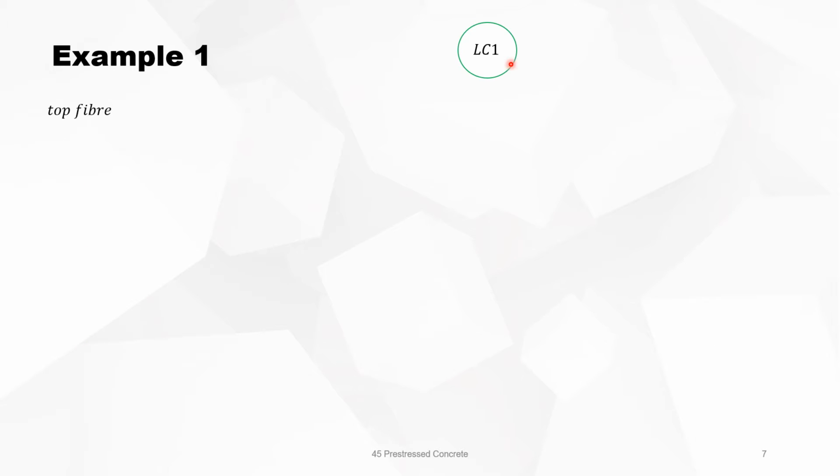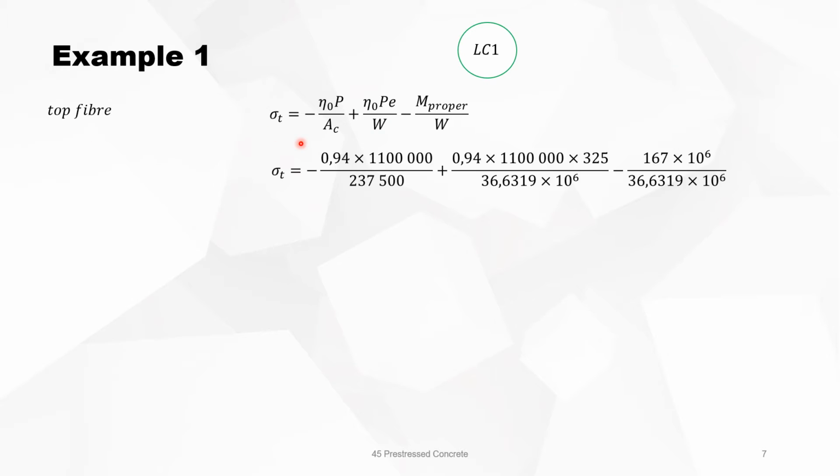Now we will look at load case 1, which is the short term. We look at the top fiber. In the top fiber, we know that we have the summation of 3 stresses: one for the pre-stress, another for the bending moment caused by the pre-stress, and the other one for the proper weight of the beam. We are now looking at the top fiber, so it means that we take the minimum pre-stressing force and the minimum load.